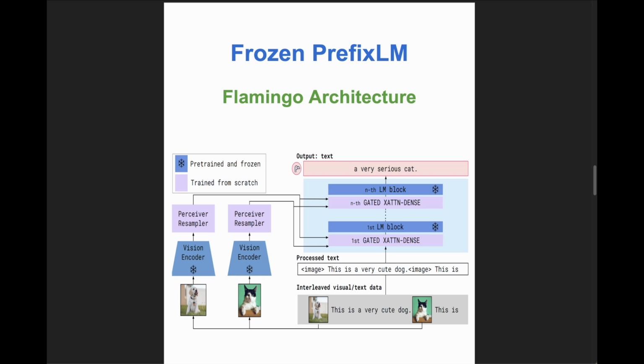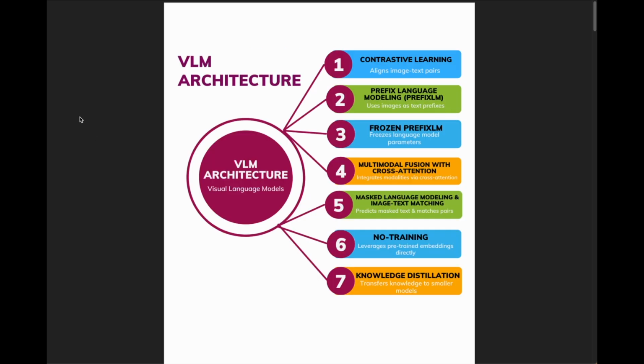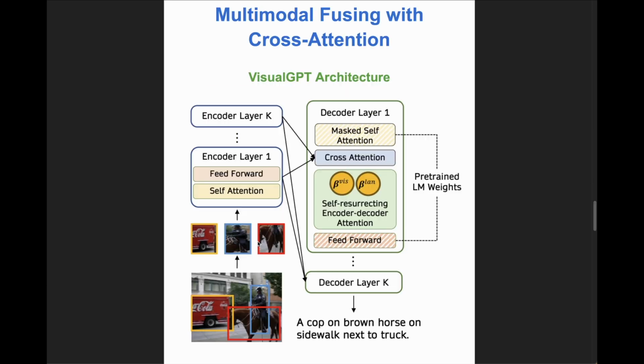Moving on to our next architecture, which is multimodal fusion with cross-attention. This method uses the encoders of a pre-trained LLM for visual representation learning by adding cross-attention layers. VisualGPT is a primary example that allows quick adaptation of an LLM's pre-trained encoder weights for visual tasks, as you see here.